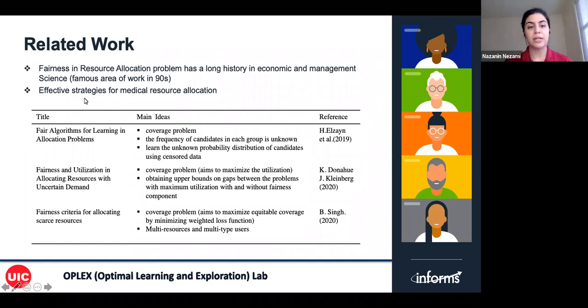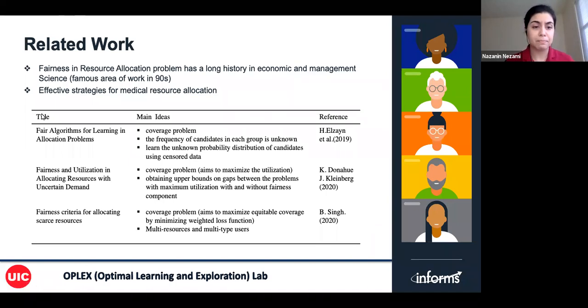And here I just listed some related works. For example, people were talking about fairness in resource allocation problems back in the 90s, but of course the idea of fairness was different. And also, a lot of people were working in the area of more generic problems like medical resource allocation. I also listed some recent works. Just want to briefly compare them to our work.